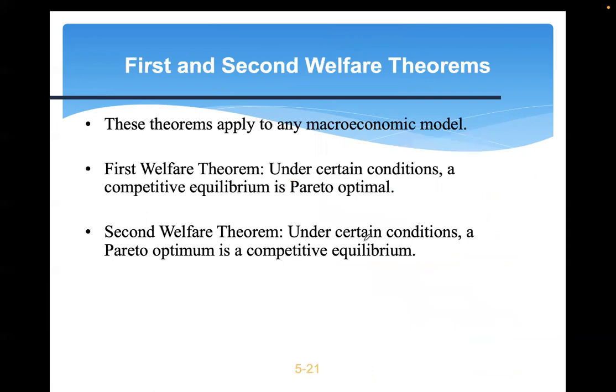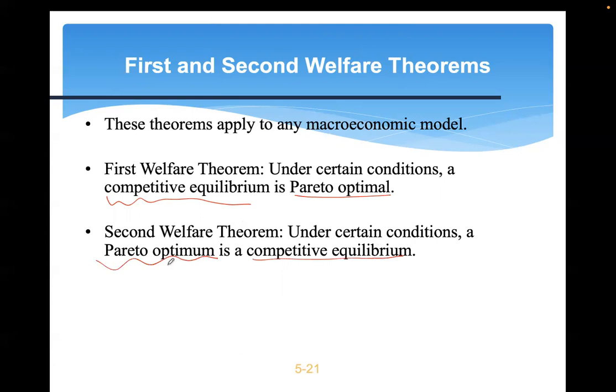And finally, you have two welfare theorems. Actually, these are theorems coming from microeconomics. The first welfare theorem says that under certain conditions, and our model satisfies all those conditions, a competitive equilibrium is Pareto optimal. But the second welfare theorem is kind of the reverse of the first welfare theorem. It says that under certain conditions, a Pareto optimal allocation is a competitive equilibrium.